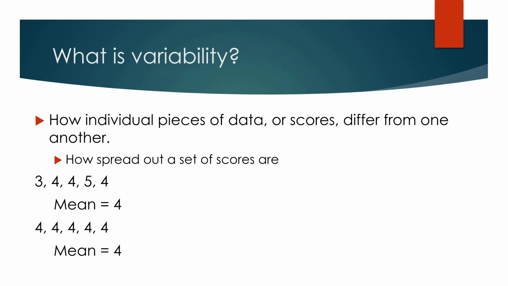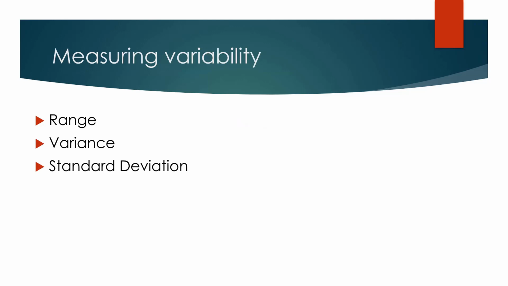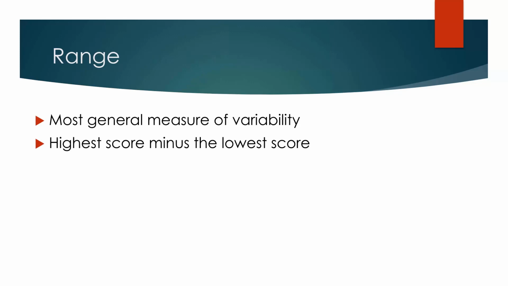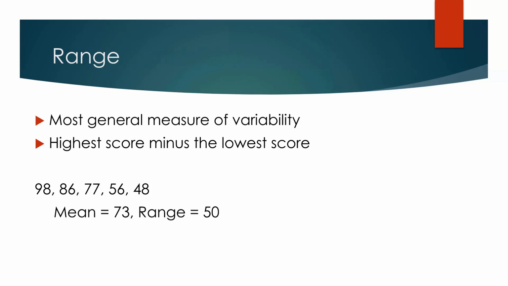So this is where we have to use different measures, different descriptive stats. There are 3 measures for measuring variability, okay? Let's talk about the first one, which is called the range. Now, this is the most general measure of variability, and essentially what you do is you take the highest number in your data set and you subtract the lowest number in your data set from the highest one. So if you were to do this in these numbers that I have here below, you would take 98 minus 48, right? The average is 73, the range is 50, okay?